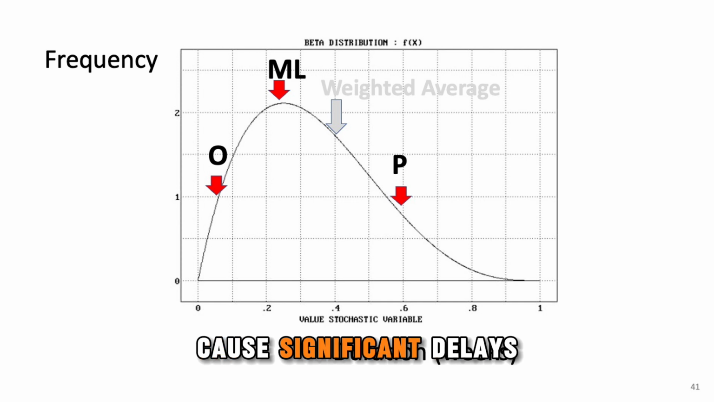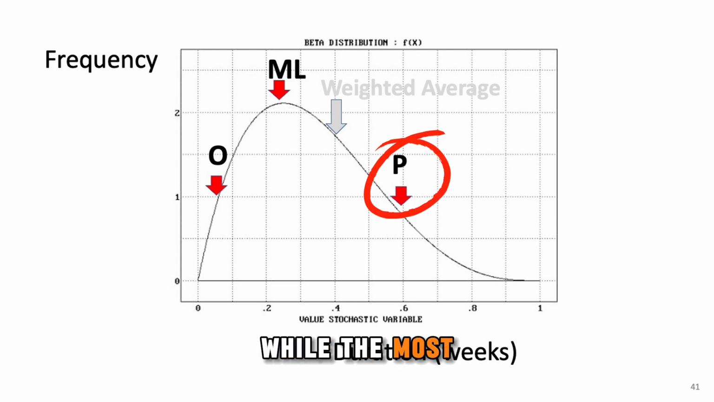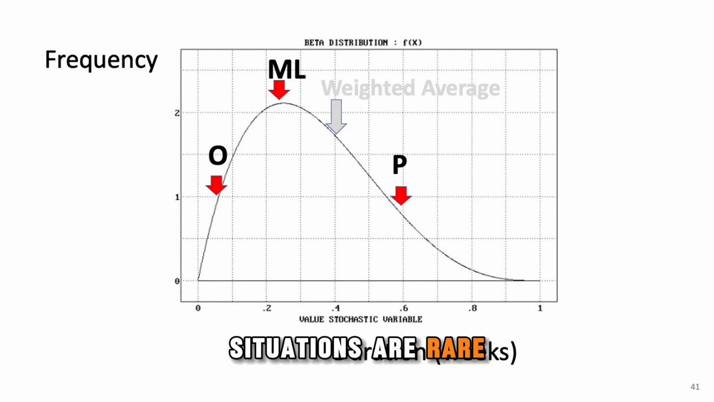These factors can cause significant delays, making the pessimistic estimate, the worst-case scenario, much longer than the most likely estimate, sometimes doubling or even tripling the expected value. For example, in this case, the pessimistic estimate is 6 weeks, while the most likely estimate is only around 2 weeks. However, such extreme situations are rare, so their occurrence is typically low for most tasks.